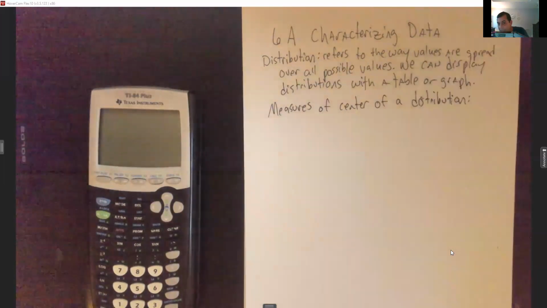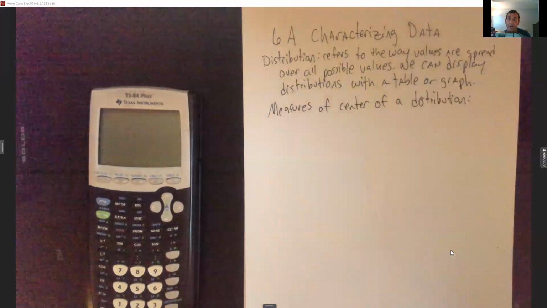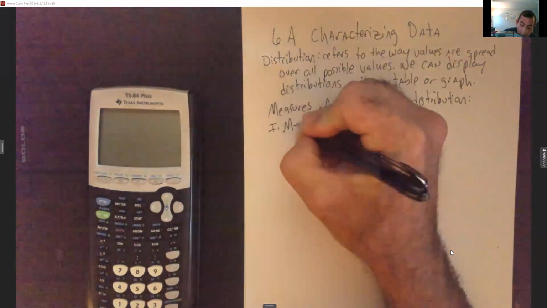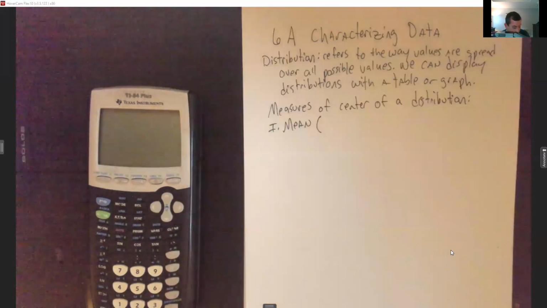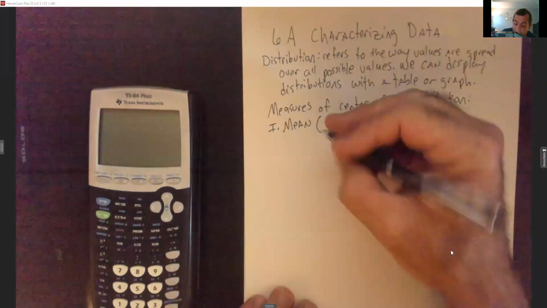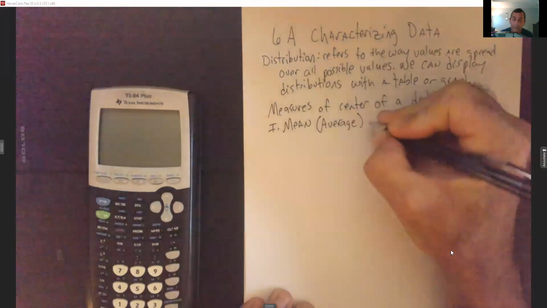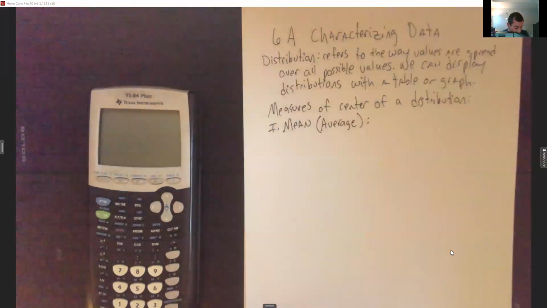So we want to know what kind of centers we get because we want to know where our data is leaning to. What can we predict those values to be in the future? So there's three measures of center that we look at. The first one we look at is called the mean. And y'all have messed with the mean before if you've ever found your averages. So your mean is going to be your average.